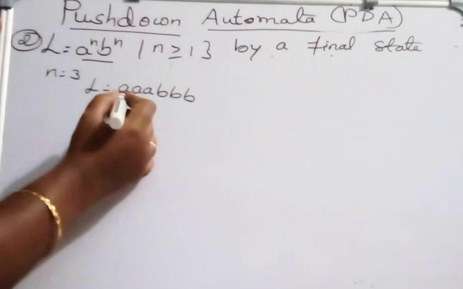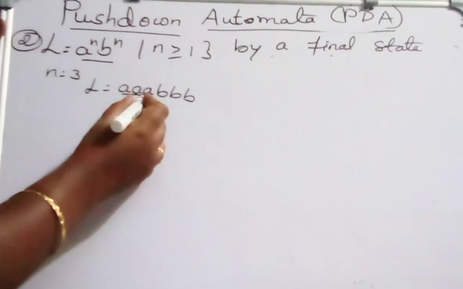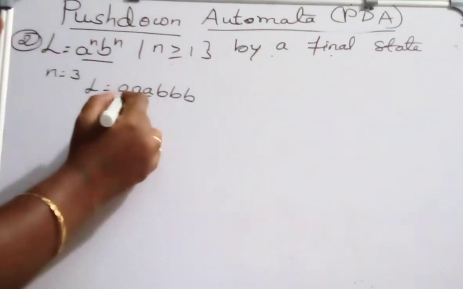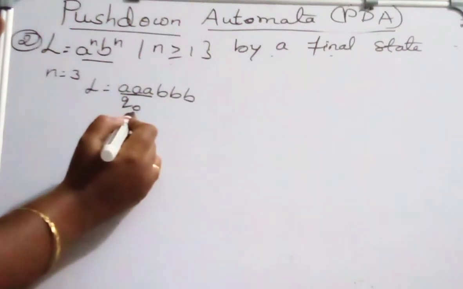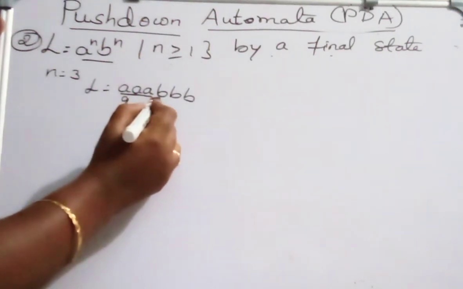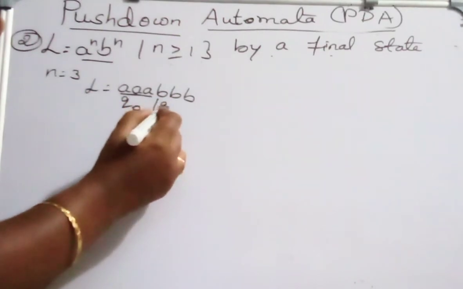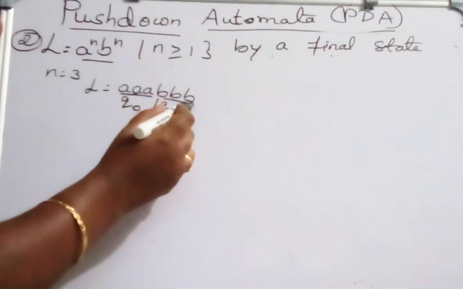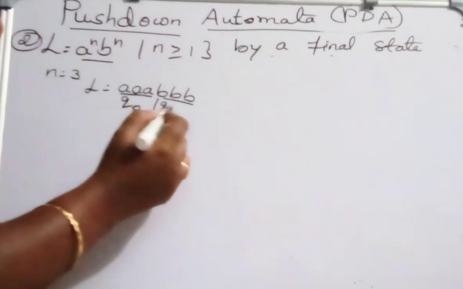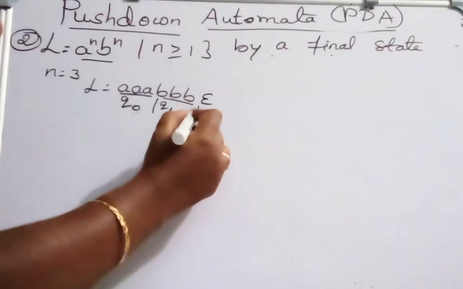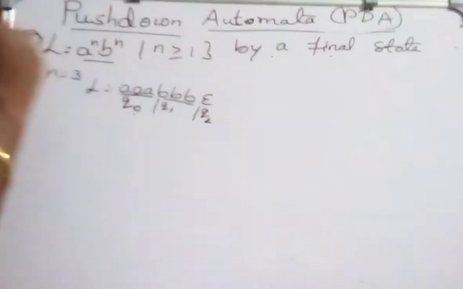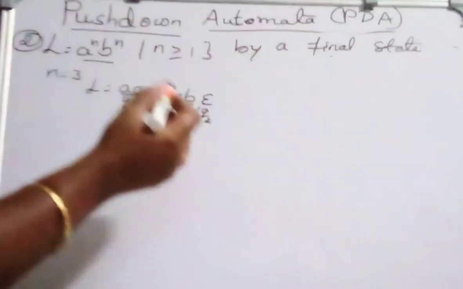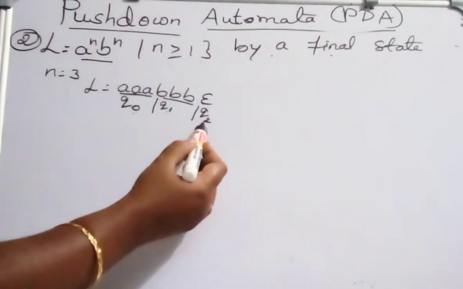Assume that whenever it is reading some input A, you are in the state Q0. In the state Q0, for any number of A's, it remains in the same state Q0. And whenever it finds B's, it will change to the state Q1. In the state Q1, it starts reading the n B's. Whenever it finds B's, it remains in the state Q1. And whenever it finds epsilon, the null character, meaning the end of the string has been reached, it moves to the final state Q2.